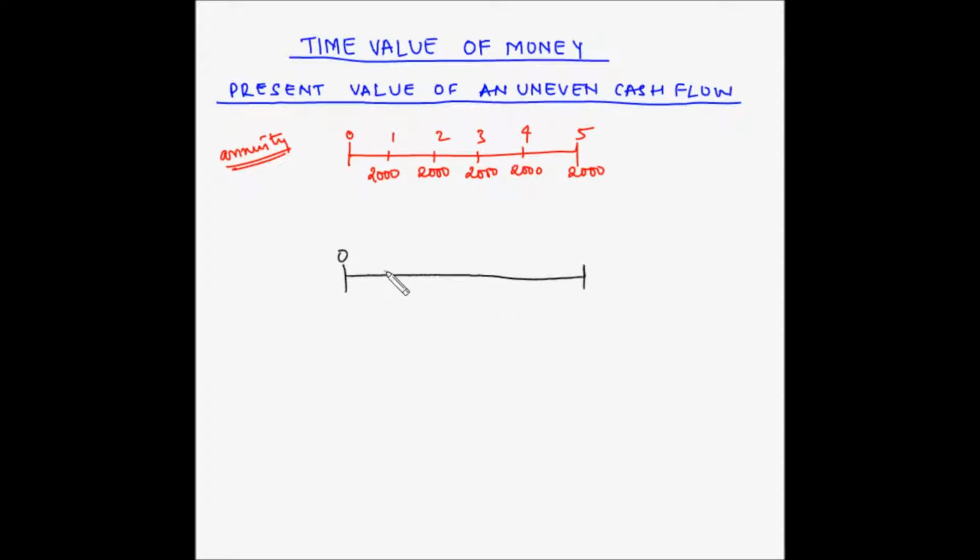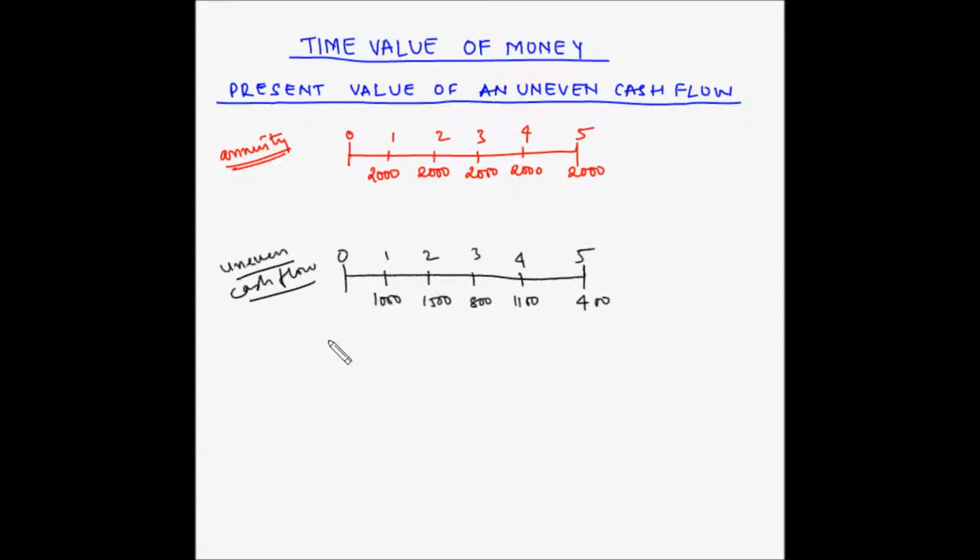is something like this. So let's say this is again a time scale representing 5 years. Let's say at the end of first year you are getting 1000 rupees. At the end of second year you are getting 1500. At the end of third year 800. At the end of fourth year 1100. And at the end of fifth year 400 rupees. So this is the case of uneven cash flow.